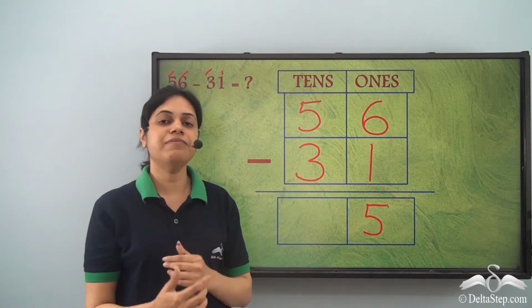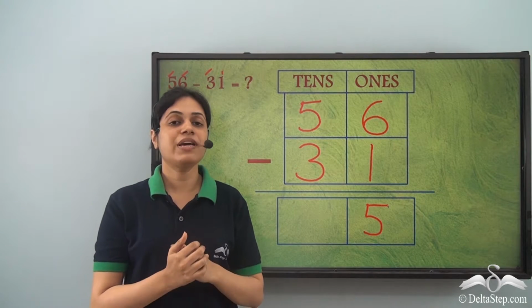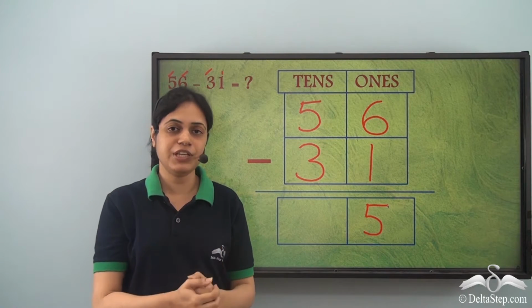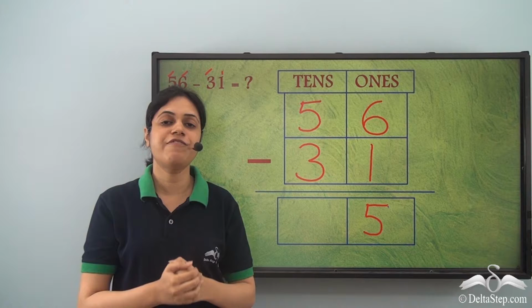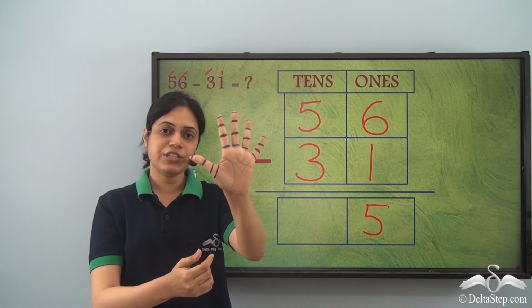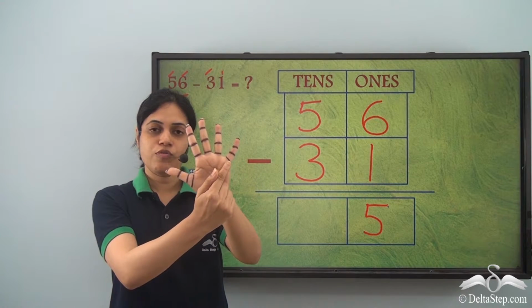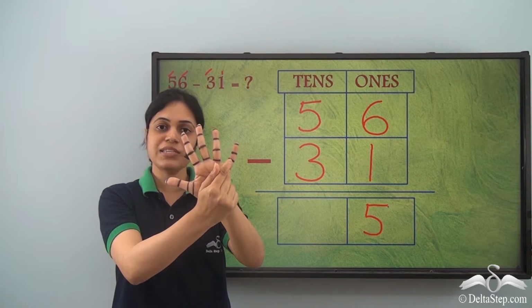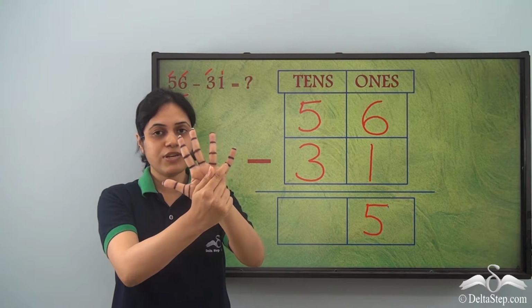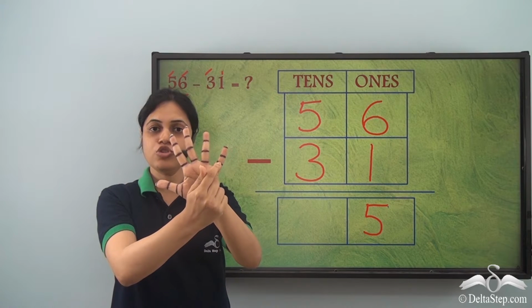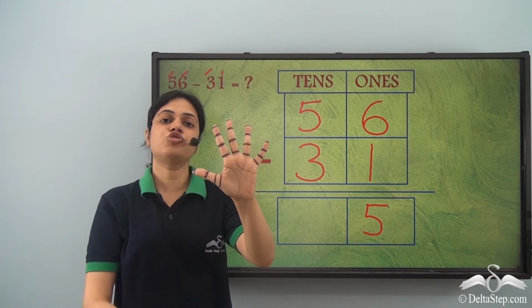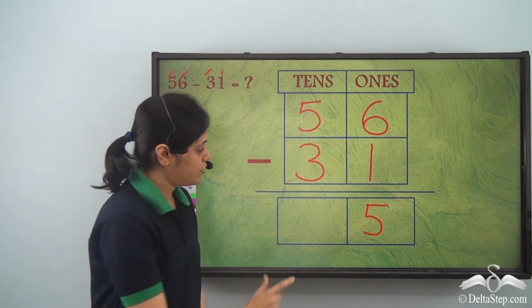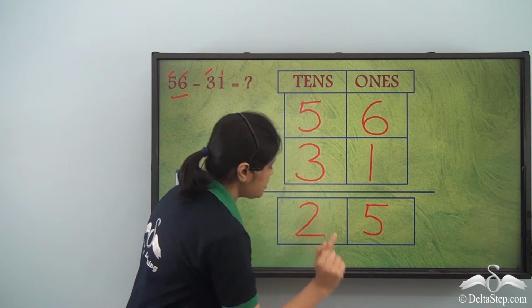Next I have 5 minus 3. So I start after 3 and go up till 5. So after 3 I have 4, 4, 5. And how many finger marks have I used? Count once again. 1, 2. I have used 2 finger marks. So this is 2.